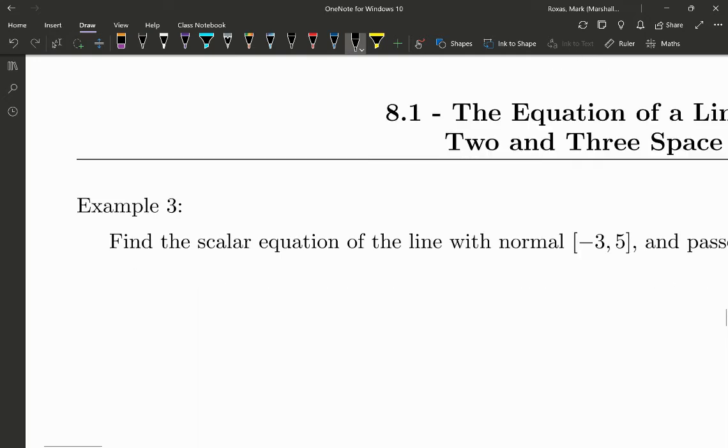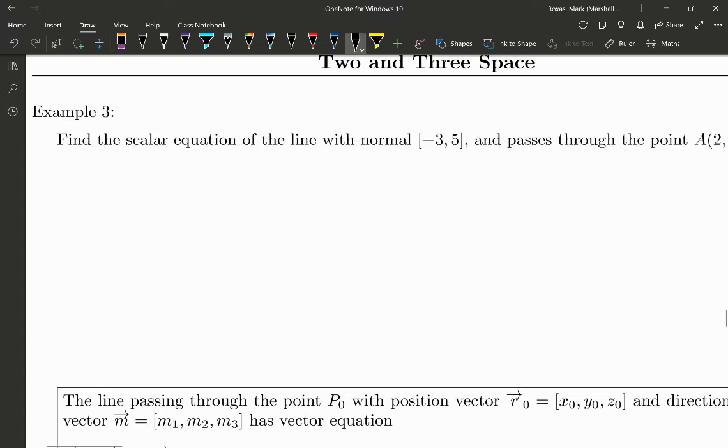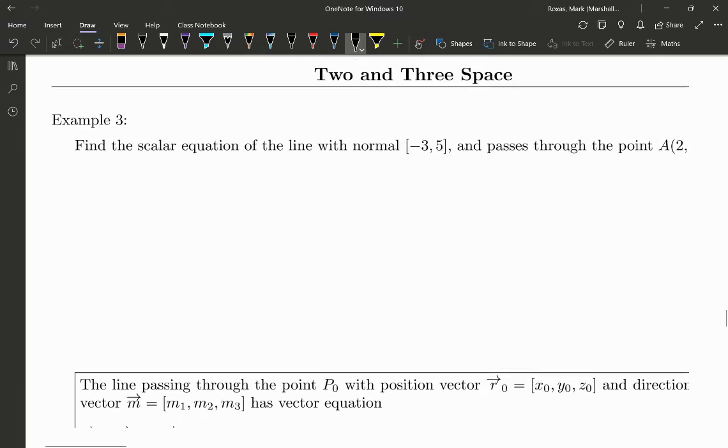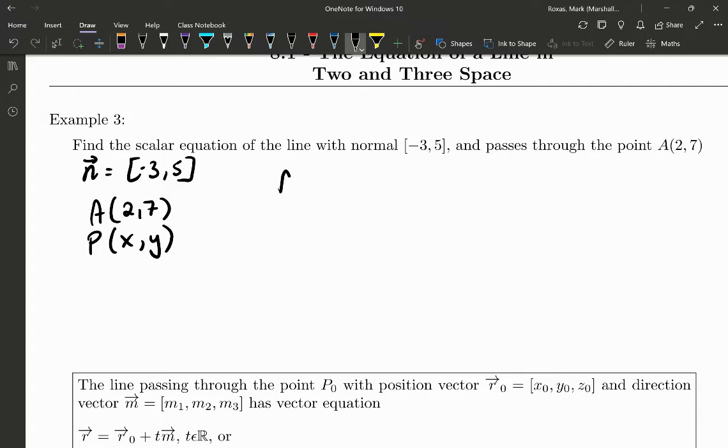So as an example, find the scalar equation of a line with normal negative 3 and 5 that passes through the point A, which is 2 and 7. Okay, so my normal vector n is negative 3 and 5, and then we have a point A, which is 2 and 7. Okay, and then the point P, any other point on that line, is represented by x, y. Okay, so if I create a vector joining A to whatever point P that I want, the vector would look like this, right? So I just subtract: x minus 2, and then y minus 7.